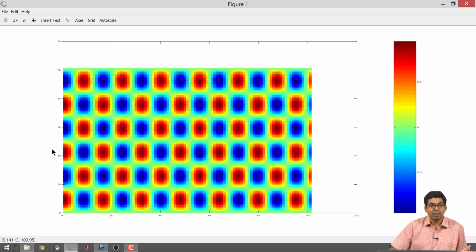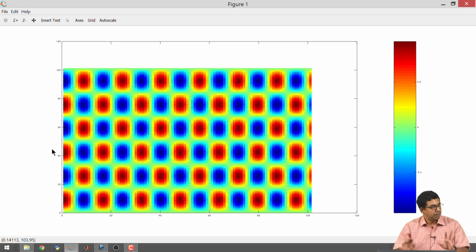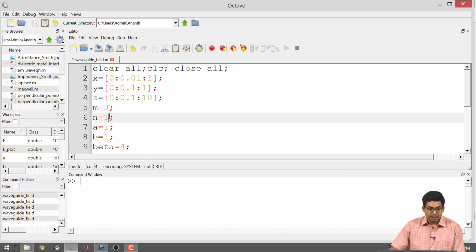Each of them is having 180 degrees phase shift with respect to the previous spot, traveling with the same value of beta along the length of the waveguide, all right. So, there is no end to visualizing anything over here. One of the things that we want to now do is go back to m equal to 3. I want to play with n.